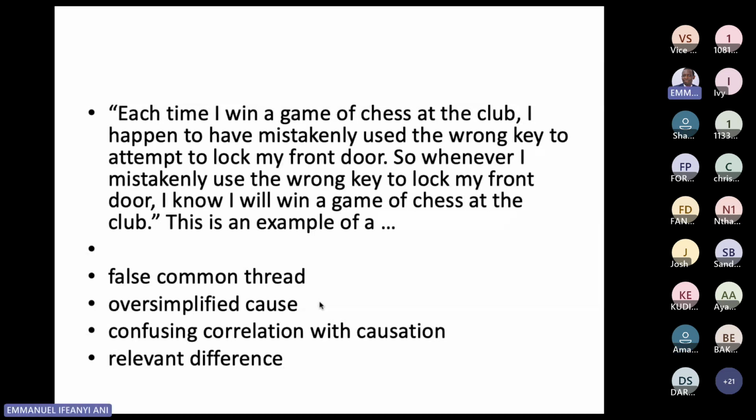Okay, so this is confusing correlation with causation. It is confusing correlation with causation because it talks about each time I win a game of chess. So it's not just one time, it's several times. And those several times, these events keep going together, using the wrong key and winning a game of chess. So that's correlation. And now he's interpreting the correlation as causation.